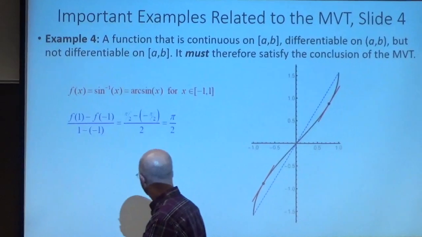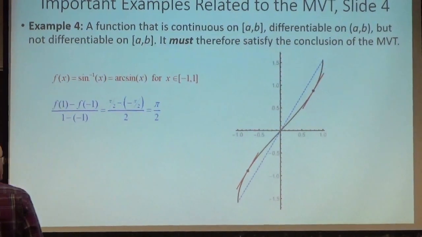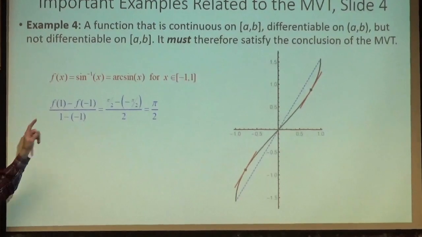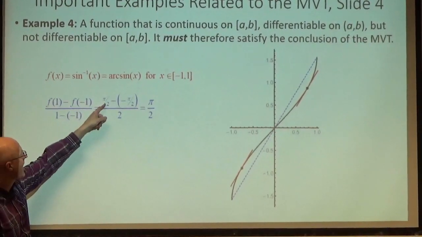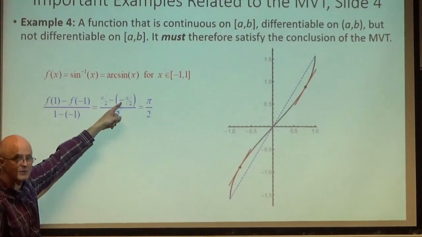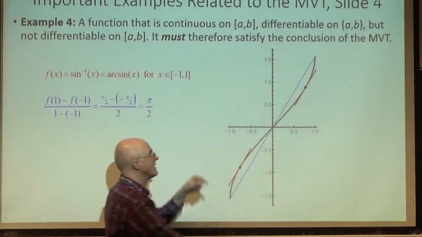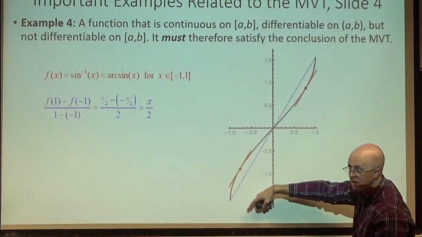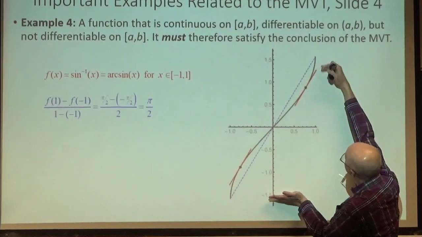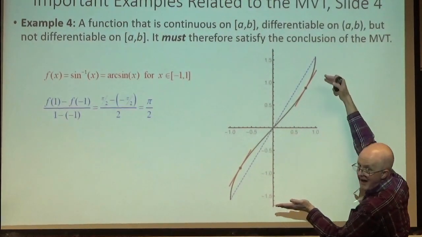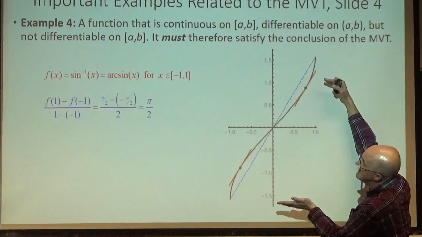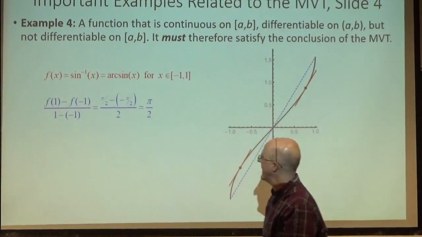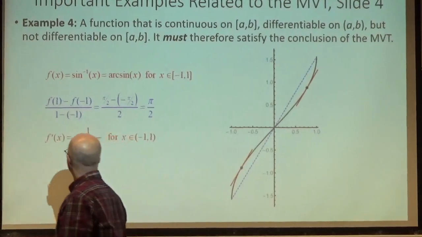You can even solve for them. The slope of the secant line turns out to be pi over 2. The rise is pi over 2 minus negative pi over 2, the second coordinate of that point minus the second coordinate of this point, which is pi. The distance vertically between those points is pi. And the run is 2, from -1 to 1. The slope of that secant line is pi over 2.